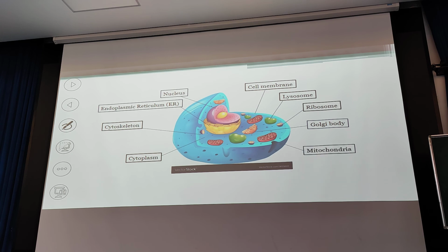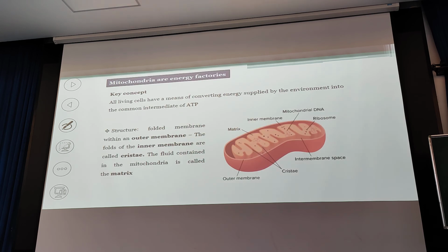The next part is the mitochondria. So the mitochondria, remember, are the energy factories. Ribosome is the site of protein synthesis, and mitochondria are the energy factories. All living cells have a means of converting energy supplied by the environment into the common intermediate, ATP. ATP is adenosine triphosphate, the energy money of the cells.